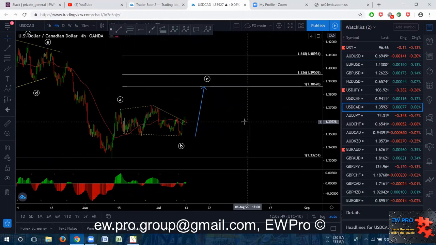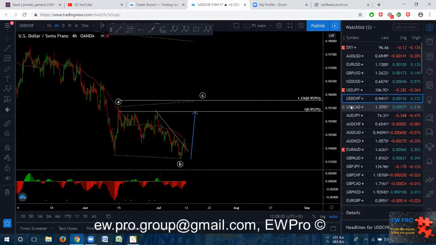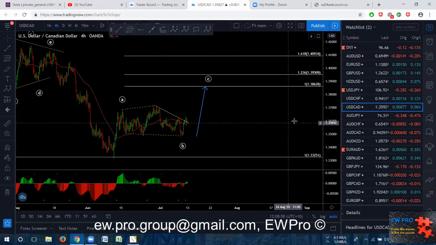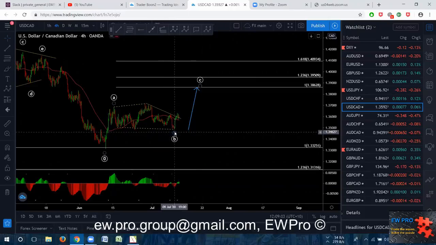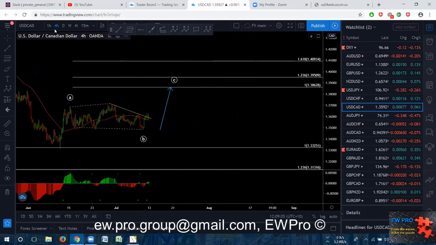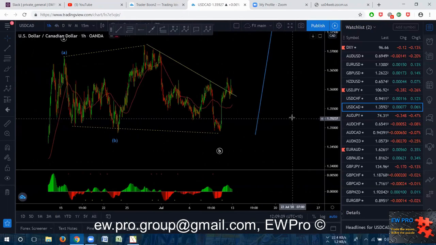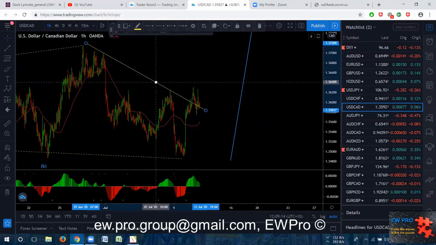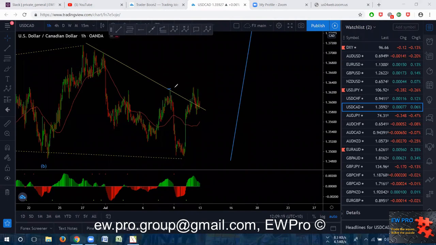So onto UCAD, like the U chef, I'm looking for that C up. So UCAD, again, same as last week. This one's probably a better trade because we got an A, B, and I'm looking for this C up. We go down to the H1. We do have a trend line break here. I'll just draw that a little bit better. So we got a higher high here. We got a higher high.